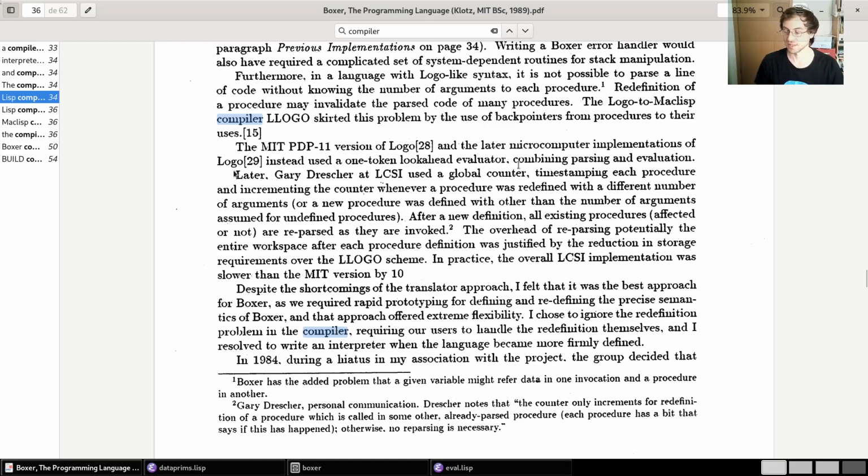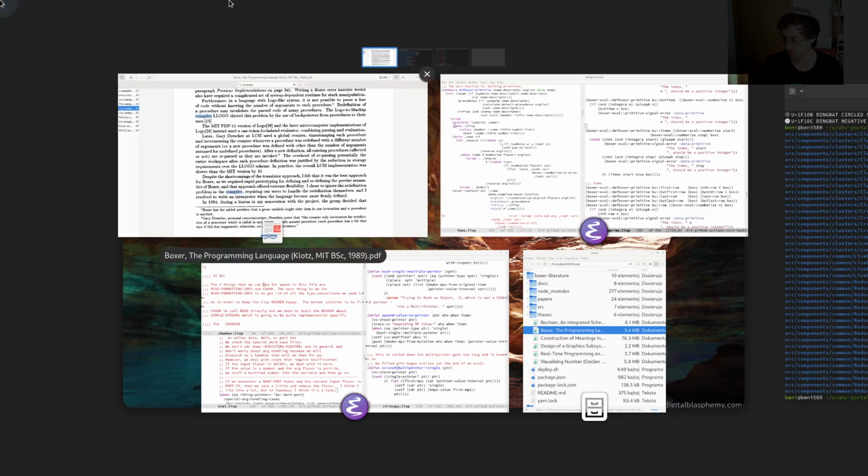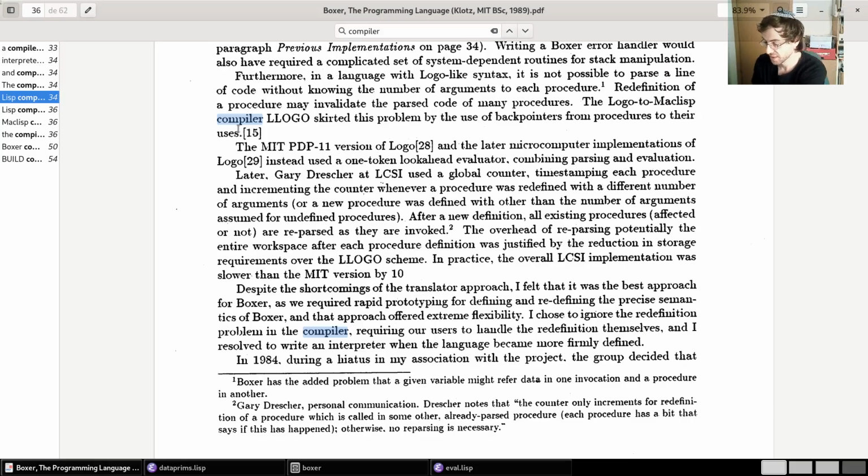And there were a couple other reasons why it's a bad technique. Nevertheless, they found this desirable. This is what it says: Despite the shortcomings of the translator approach, I felt it was the best approach for Boxer, as we required rapid prototyping for defining and redefining the precise semantics of Boxer. And that approach offered extreme flexibility. This is surprising, because compilers are not supposed to be something that you just hack together, throw away, and hack another compiler. Compilers are supposed to be complex.